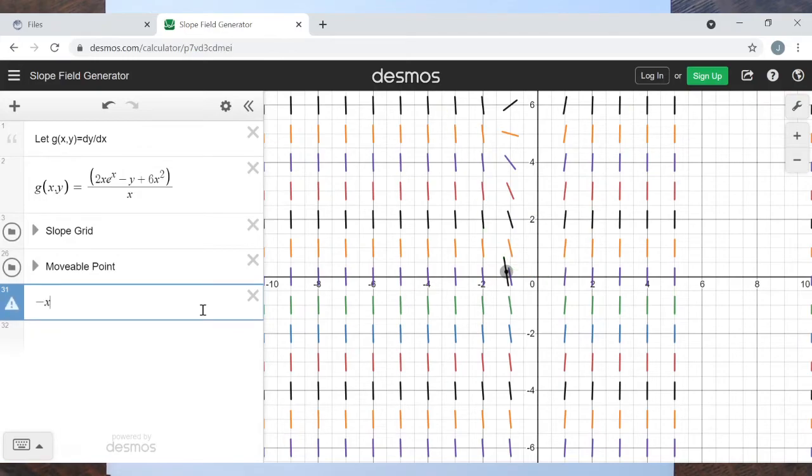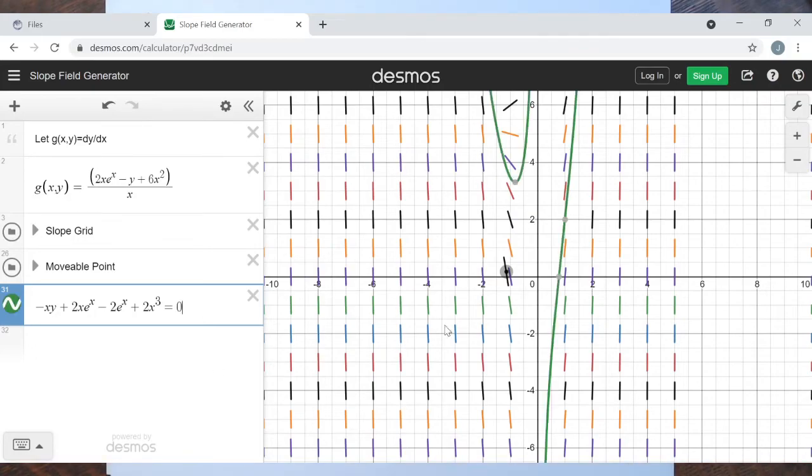So negative xy plus 2x e to the x minus 2 e to the x plus 2x cubed equals some constant. So I'll just put 0 for now. See what comes up. And look at this, right? Now I know there's not a lot of slope elements in here.